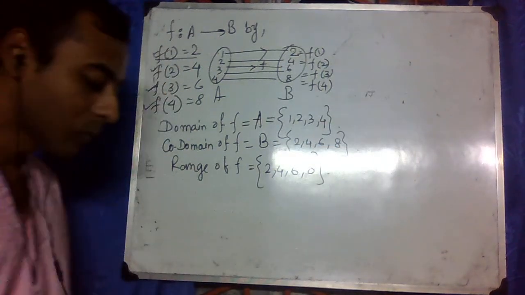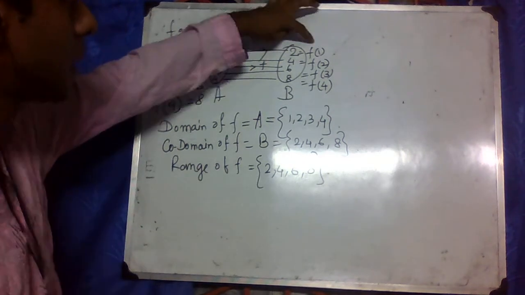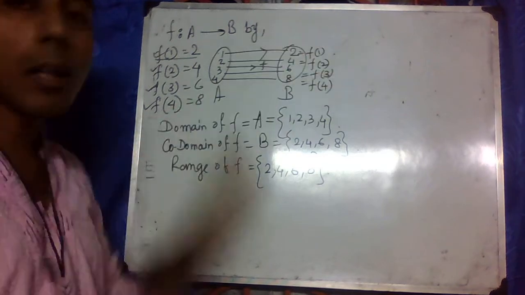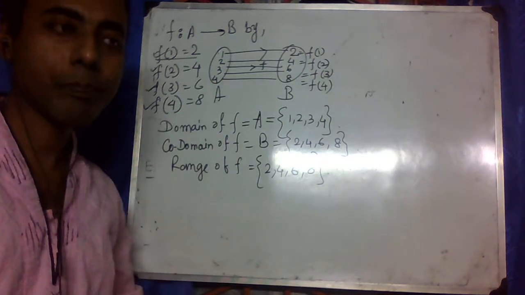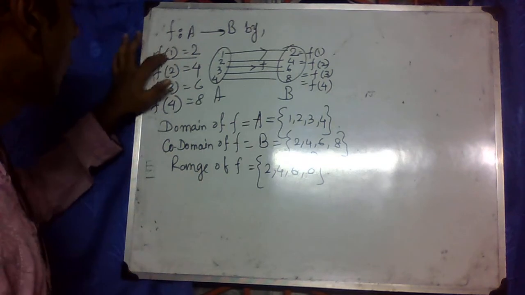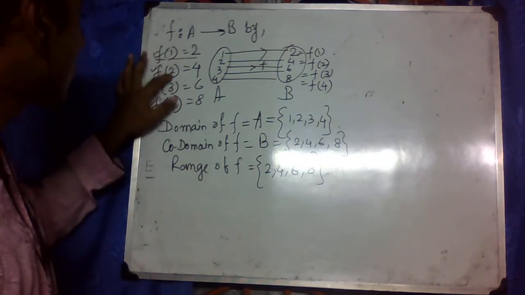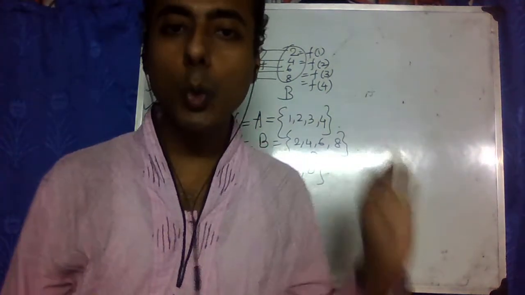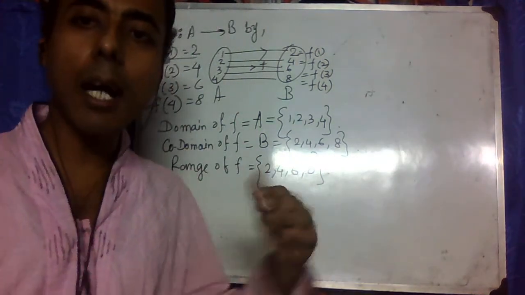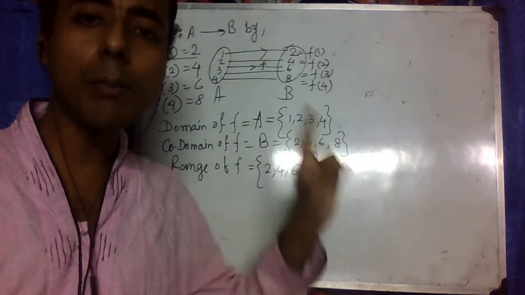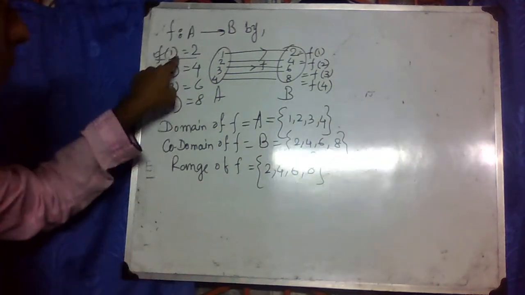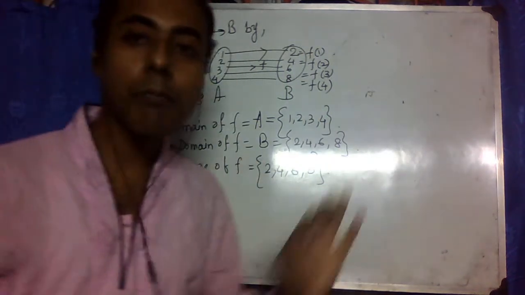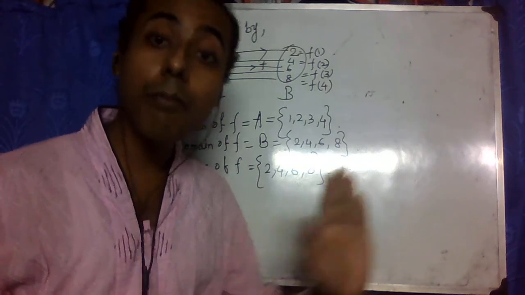Because range are these elements f(1), f(2), f(3), f(4). These elements are called range. Here 1 is the pre-image, 2 is pre-image, 3, 4 are pre-image. 2, 4, 6, 8 are image. 2 is the image of 1, 4 is the image of 2, 6 is the image of 3, 8 is the image of 4.